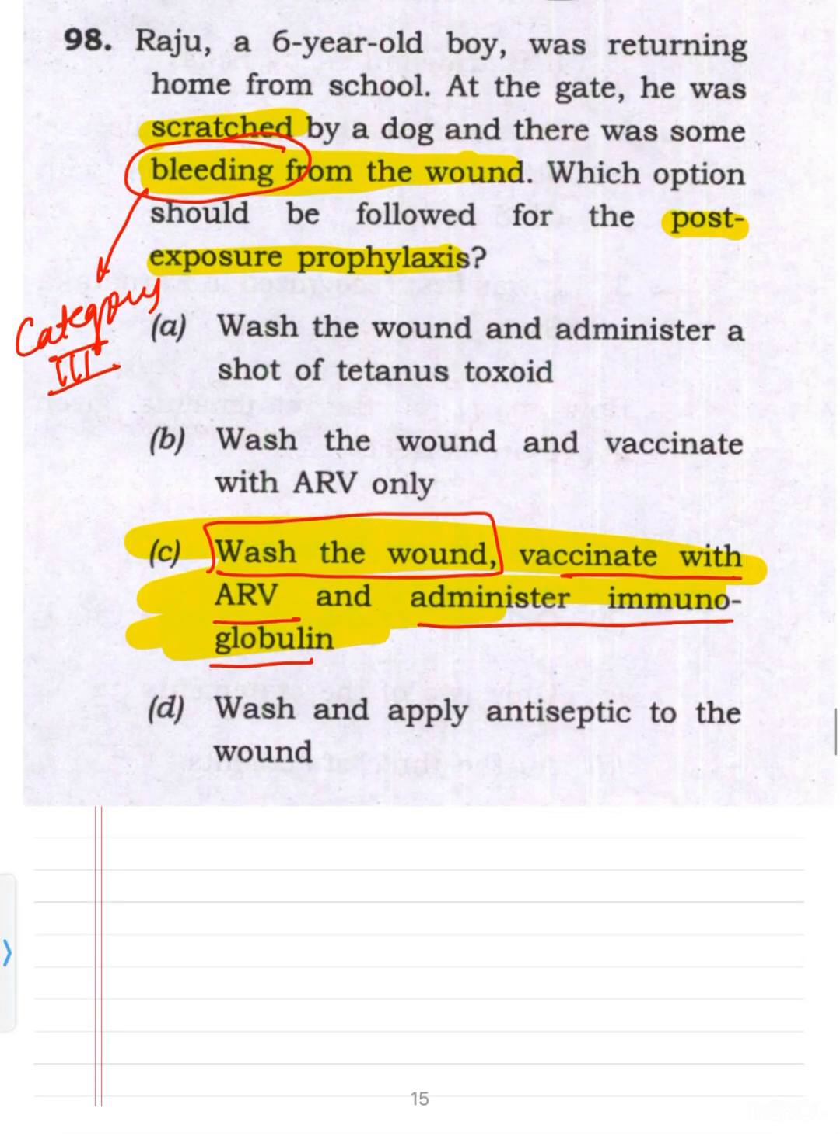So the answer will be C. Now first is wash the wound, administer a shot of tetanus toxoid. Wash the wound and vaccinate, where it would have been if it had been category 2 when the bleeding was not present. Wash and apply antiseptic to wound.